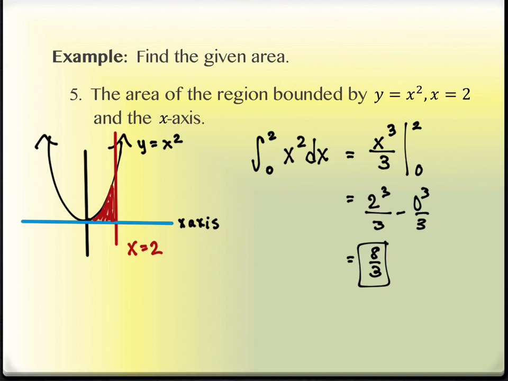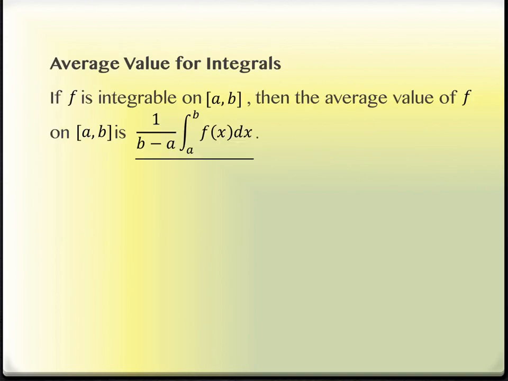Okay, the last thing in this section is actually going to be something called averaging. So we're going to find an average value for integrals. If f is integrable on [a, b], then the average value of f on [a, b] has that antiderivative piece that we've been working with, the integral from a to b of f of x dx. But in the front, I've got a multiplication by something, right? A 1 over b minus a.